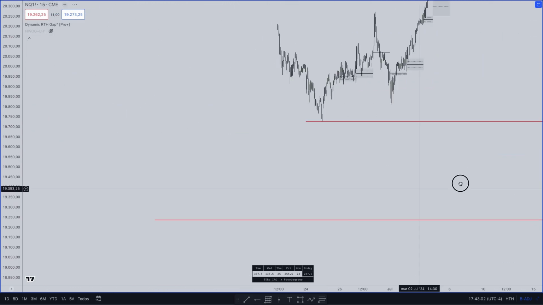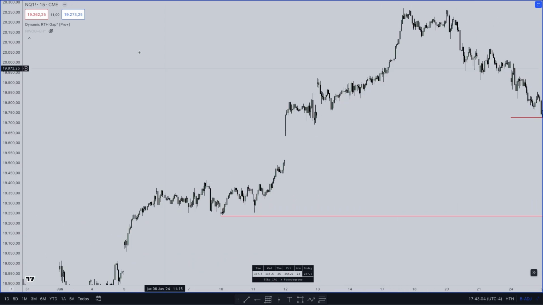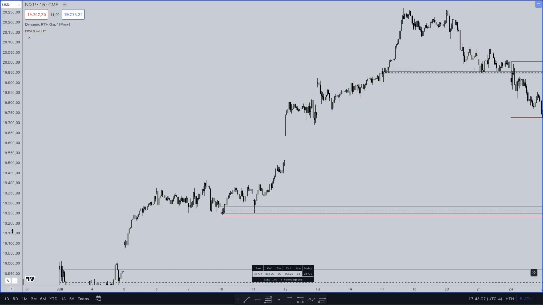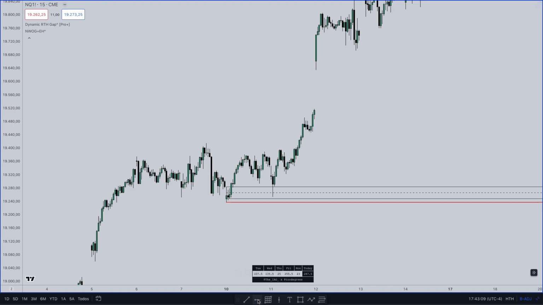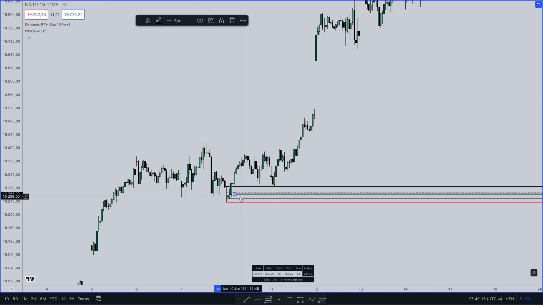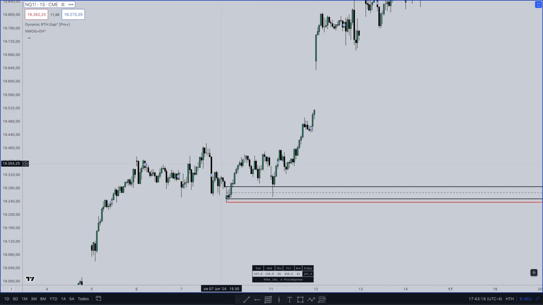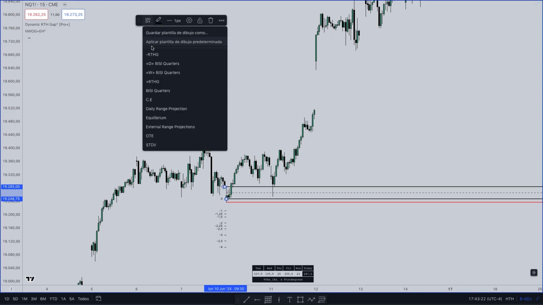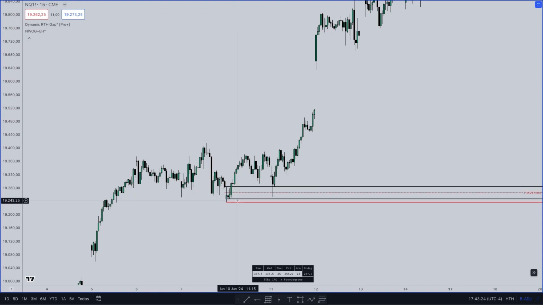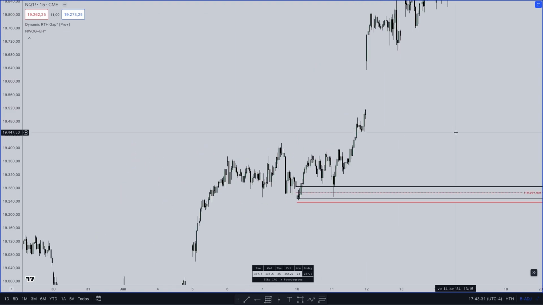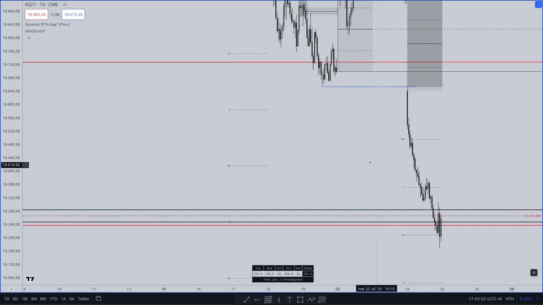So I was looking at it as a draw on liquidity. You saw on my Twitter that I was posting that I was looking at this as a new wick opening gap and the liquidity below this.